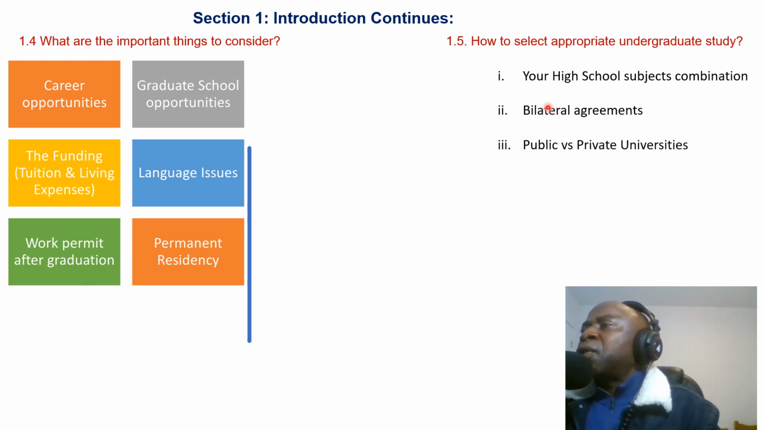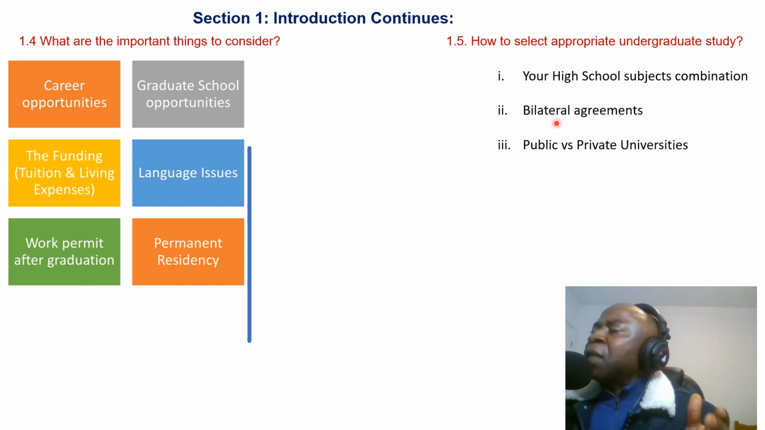Another issue to consider is public versus private universities. When you are going for undergraduate study, either a diploma or a first degree, if you are applying to public universities, it is likely to be more competitive, but the tuition fees of public universities tend to be cheaper than those of private universities.